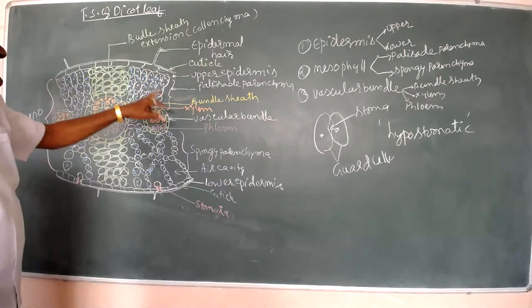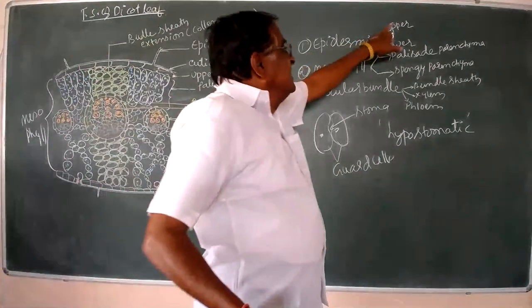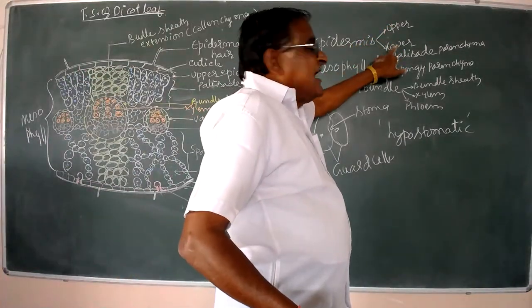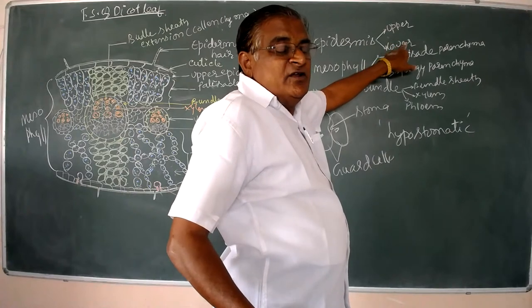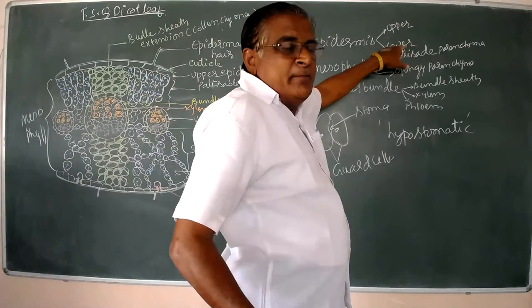Here there are three important parts. The epidermis, which includes the cuticle, upper epidermis, and lower epidermis. At the lower epidermis, you will find the stomata. In both cases, you will find the epidermal layers.